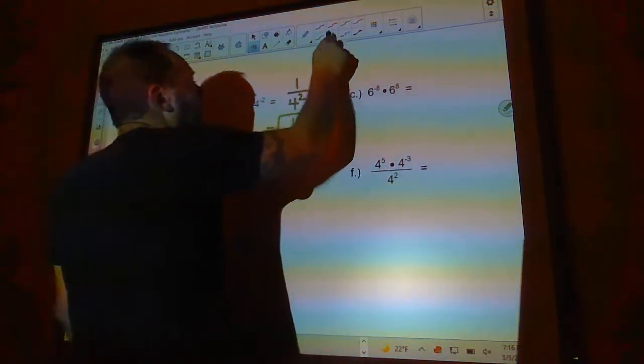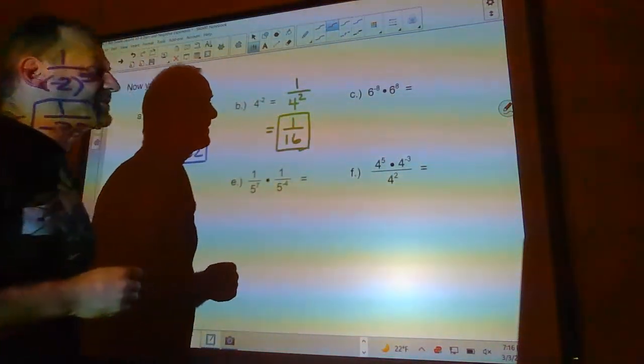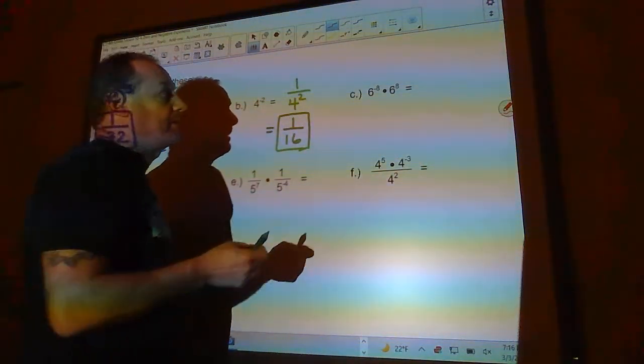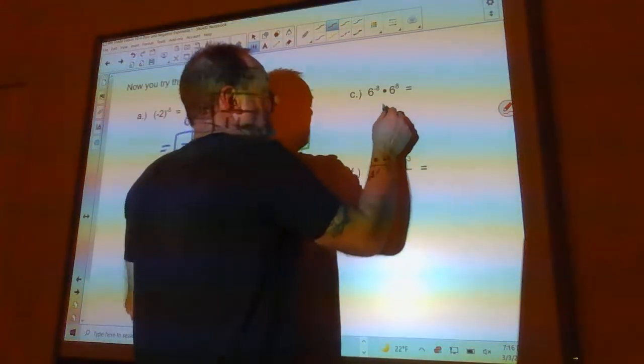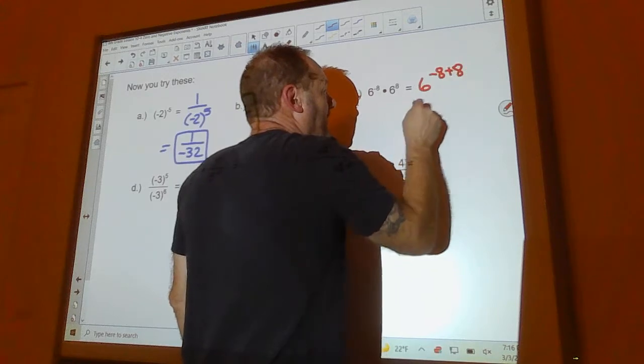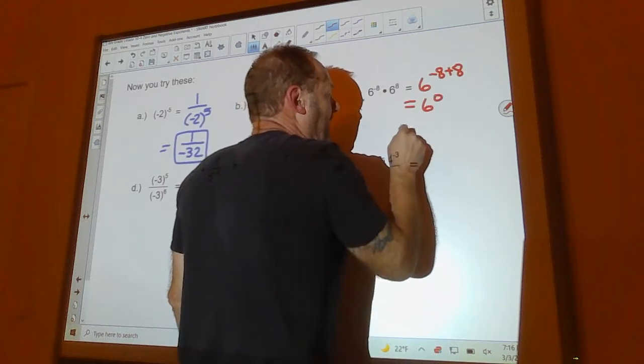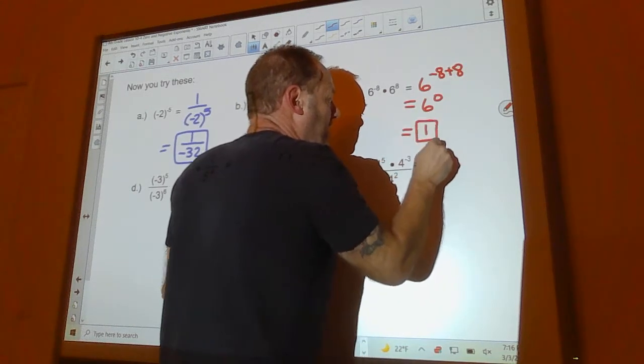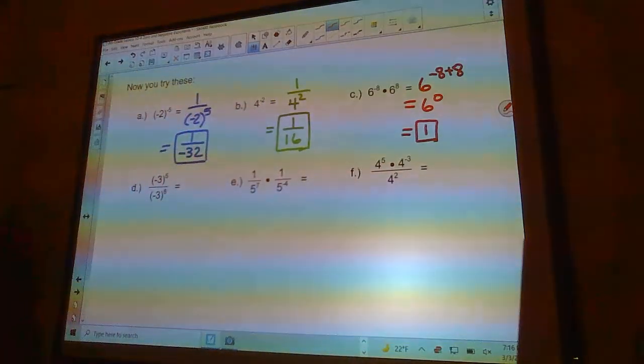All right, this one looks a little tricky. 6 to the negative 8 times 6 to the 6th. So we had our property of multiplying powers, which says this is 6 to the negative 8 plus 8 power, which is 6 to the 0 power, which everybody knows is 1. So that was pretty easy.